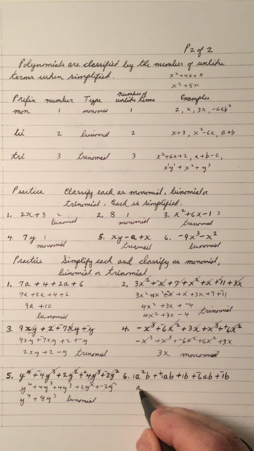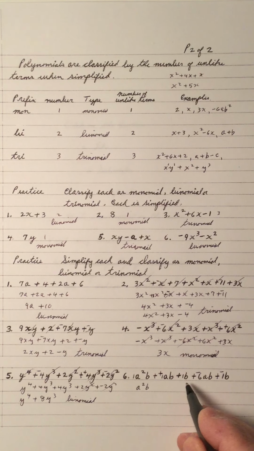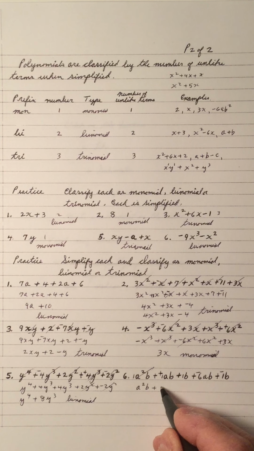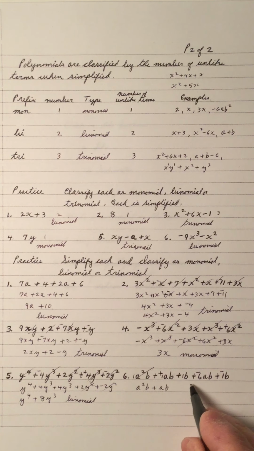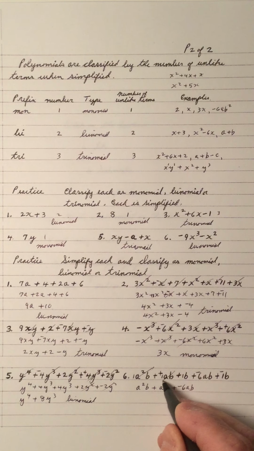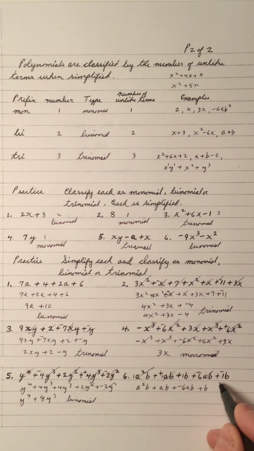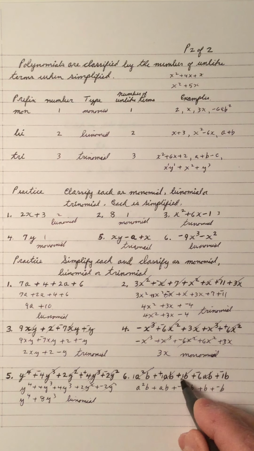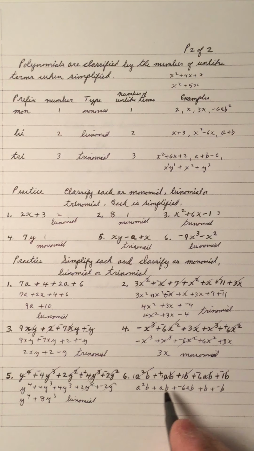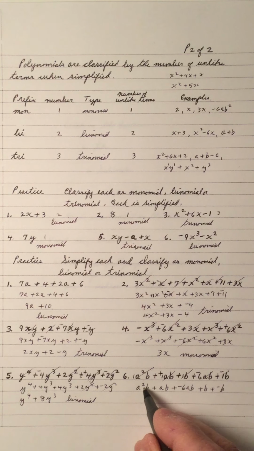So I have an a squared b. Any more a squared b's? Nope. Then I have an ab. Do I have any more? Yep. I have a negative 6ab. So they're gone. And I have a plus b and plus negative 1b, or negative b. So there you go, 1, 2, 3, 4, 5.